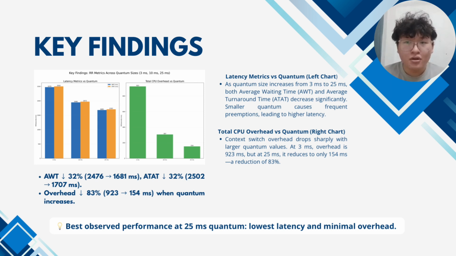Based on this result, the best observed performance occurs at a quantum size of 25 milliseconds, where at this value the system achieves the lowest waiting and turnaround time and minimal scheduling overhead. This demonstrates that under high context switching cost, a larger quantum size is more efficient for round-robin scheduling.